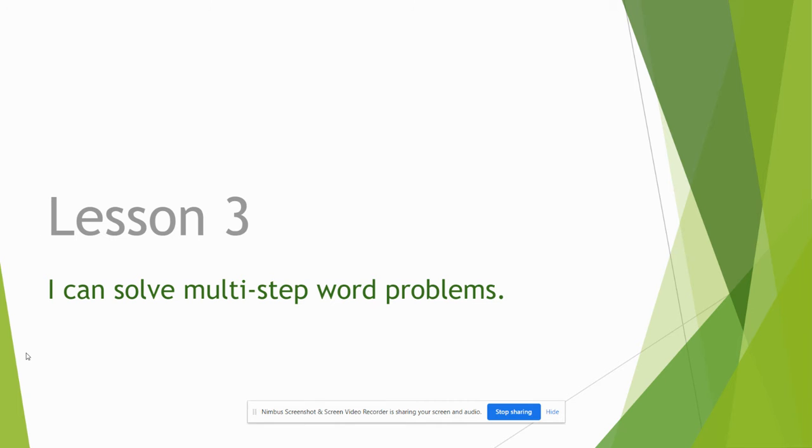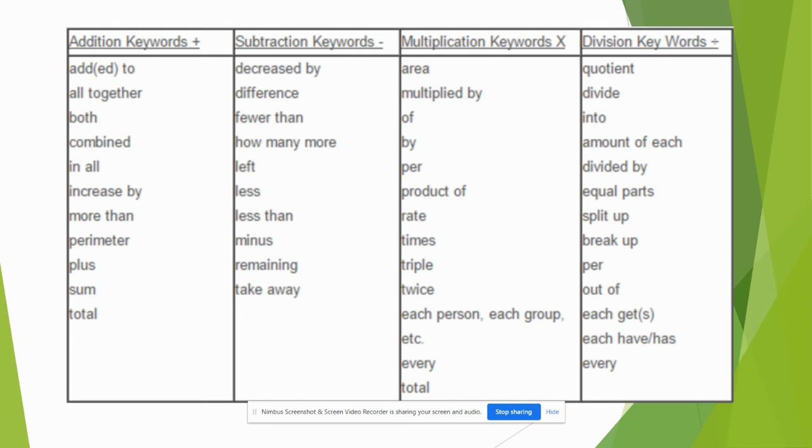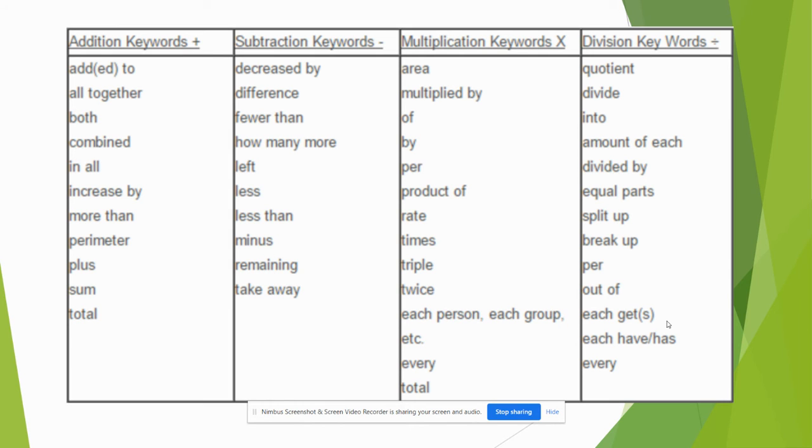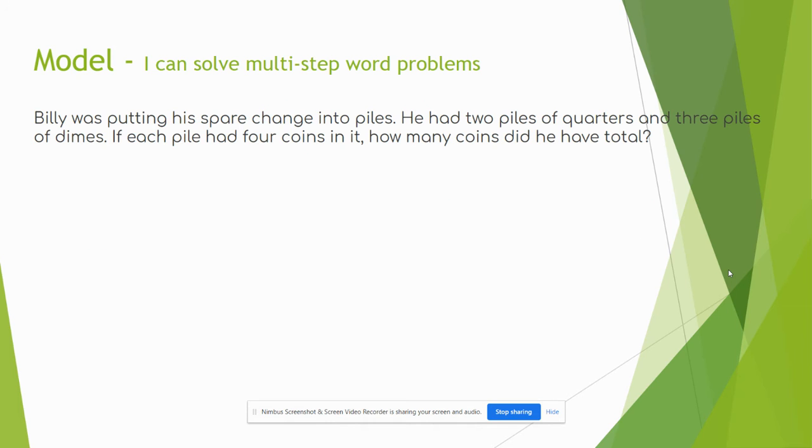Our objective this week is I can solve multi-step word problems. And remember back from yesterday, looking at these keywords is really going to help you figure out which operation to use. You have to be very careful when you're reading these problems. Sometimes it gives you irrelevant information. Sometimes they try to kind of trick you. Be very careful when reading word problems.